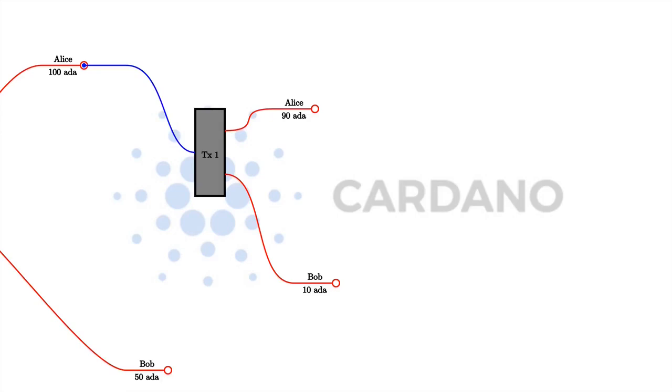And note that in a transaction, the sum of the input values must equal the sum of the output values. So in this case, 100 ADA go in and 10 plus 90 ADA go out. This is strictly speaking not true. There are two exceptions. The first exception is transaction fees. So in the real blockchain, for each transaction, you have to pay fees. So that means that the sum of input values has to be slightly higher than the sum of output values to accommodate for the fees.